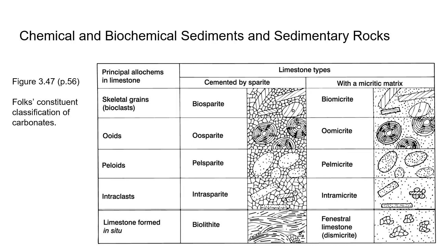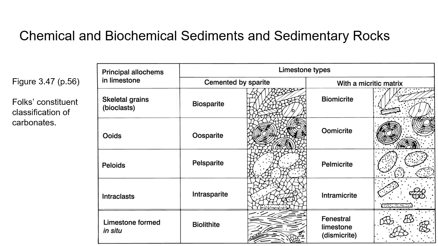So allochems, such as ooids, peloids, and intraclasts, or limestone that's formed in situ, or even skeletal grains, so bioclasts themselves, shell fragments. These are our main allochems in limestones, but then when you look at what is holding them together, if it's cement with sparite, for example, we would have a biosparite if it's bioclastic, or an oosparite, pelsparite, and so on. However, if we're dealing with micritic mud matrices rather than a cement, we would then say biomicrite. So you can have the same bioclastic skeletal grains, but whether they're held together by a sparry cement or a micritic mud is going to tell you something very different.